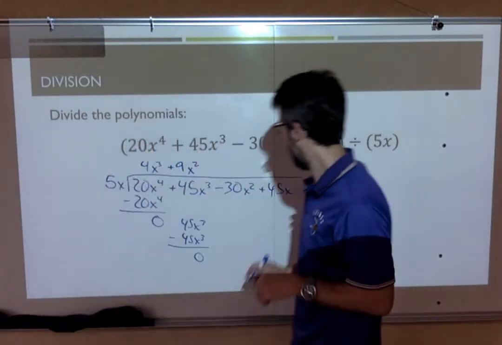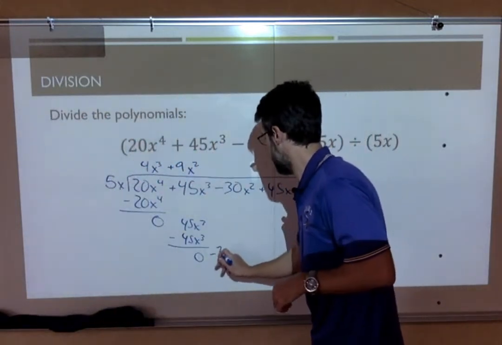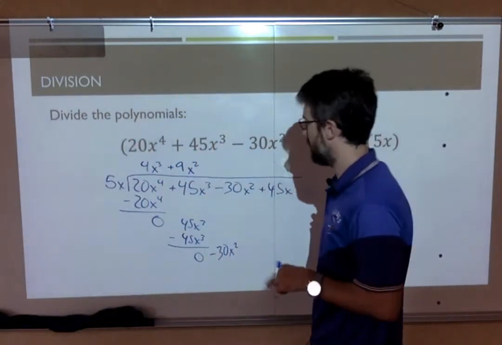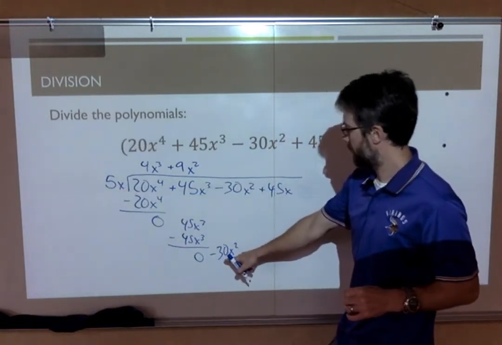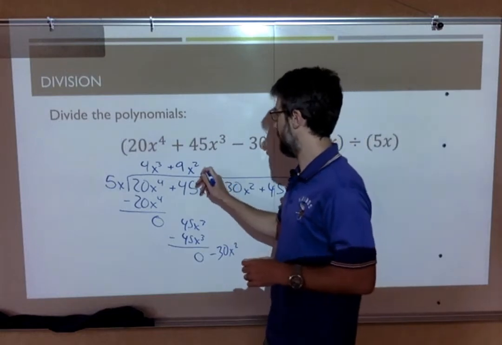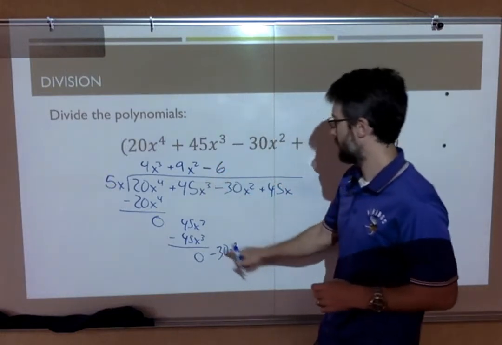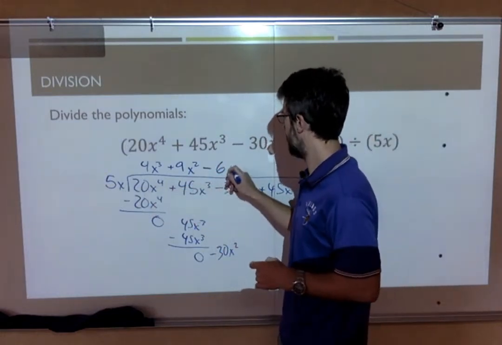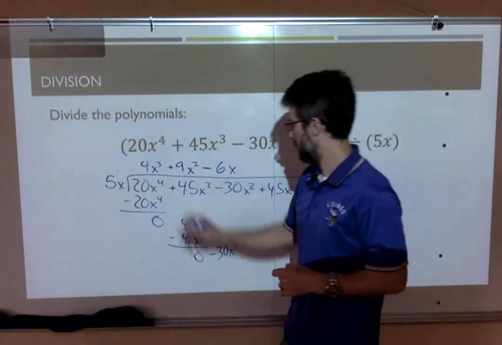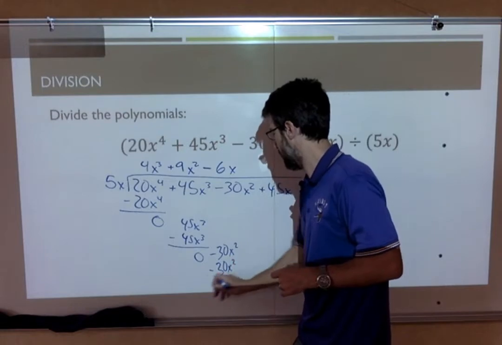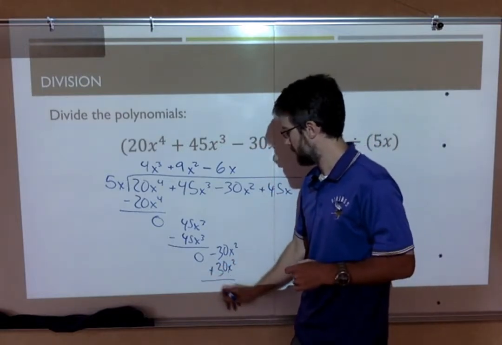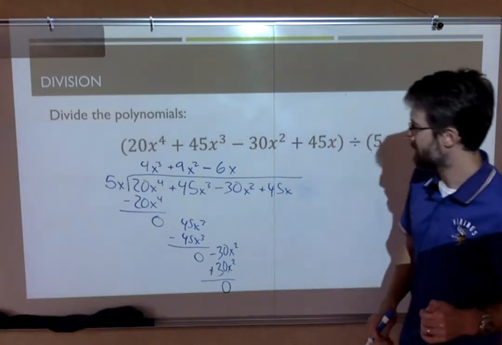Next one would be the minus 30x squared. So 5x divided into negative 30x squared. Negative 30 divided by 5 is minus 6, and x squared divided by x is x. Multiply it through. It's negative 30x squared, and if we're subtracting a negative, it makes it a plus. So that went in evenly again.